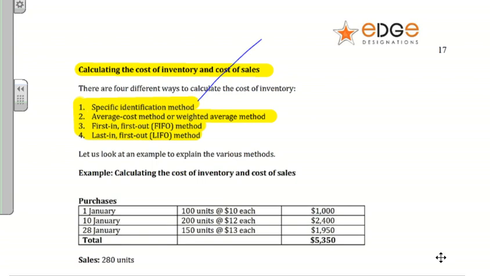Specific identification is normally reserved for very high value, high end items. Let's say, for example, you're selling very fancy cars, well, you can record each car at its specific value. Average cost, also called weighted average: I take all the inventory that I've got on hand, all the costs of that particular inventory, and we arrive at an average. First in, first out says, hold on a second, if you have a look over here.